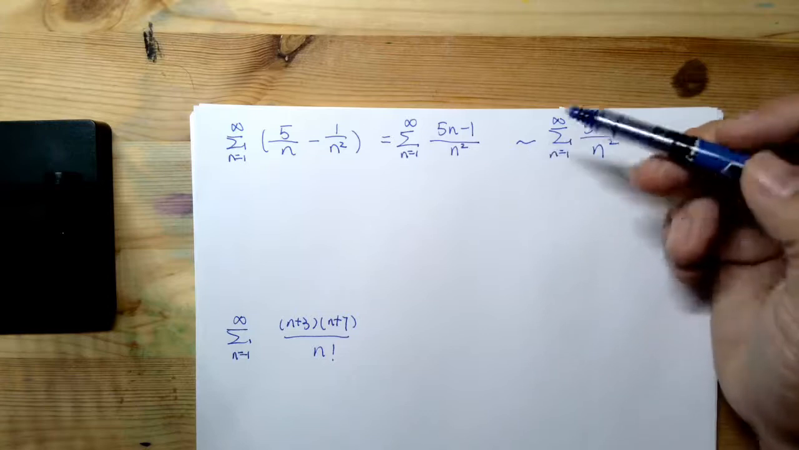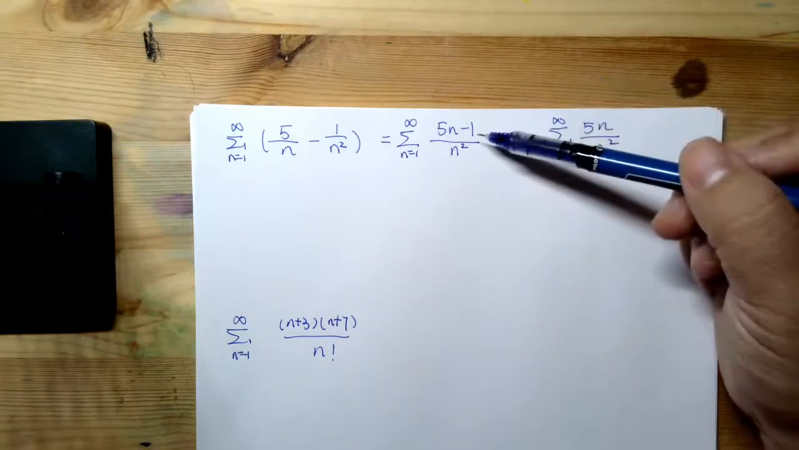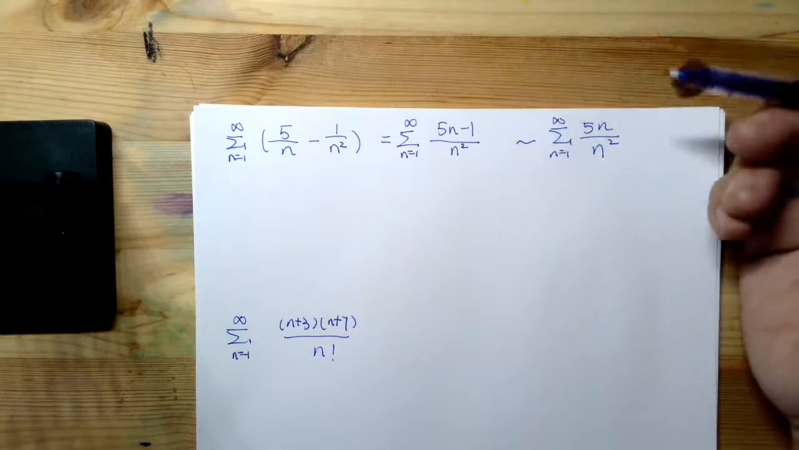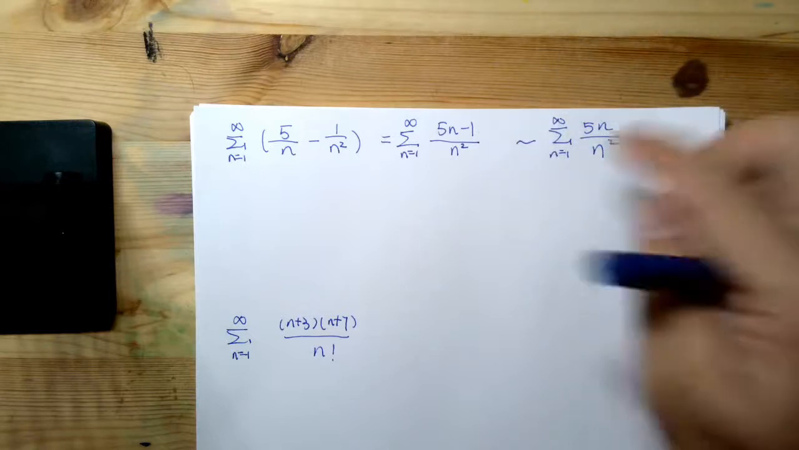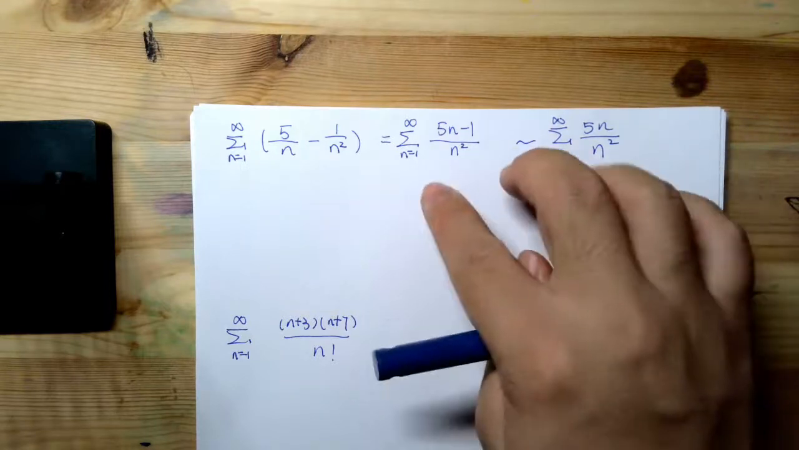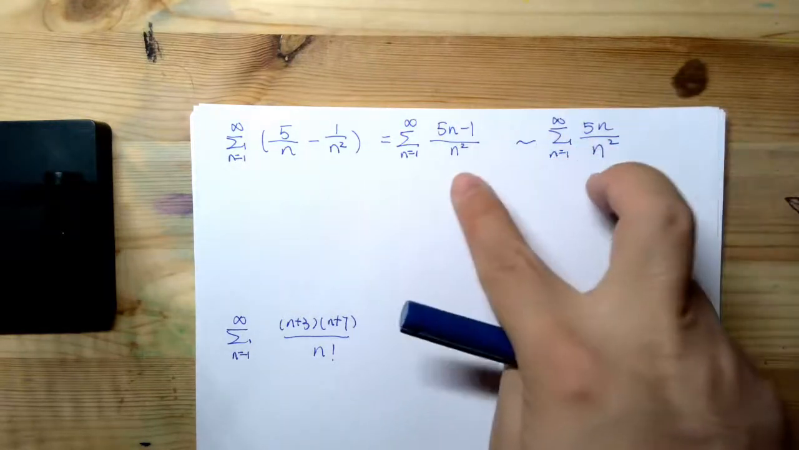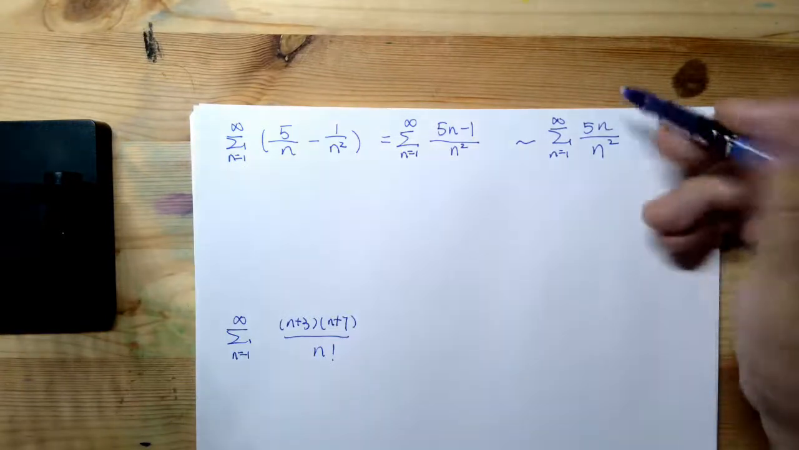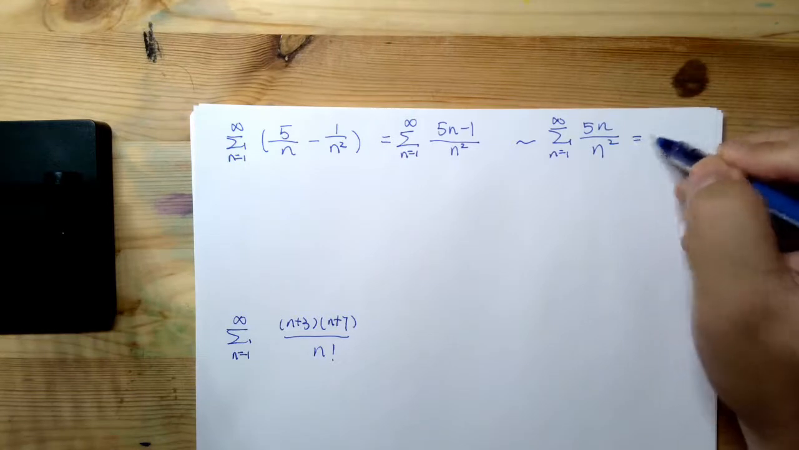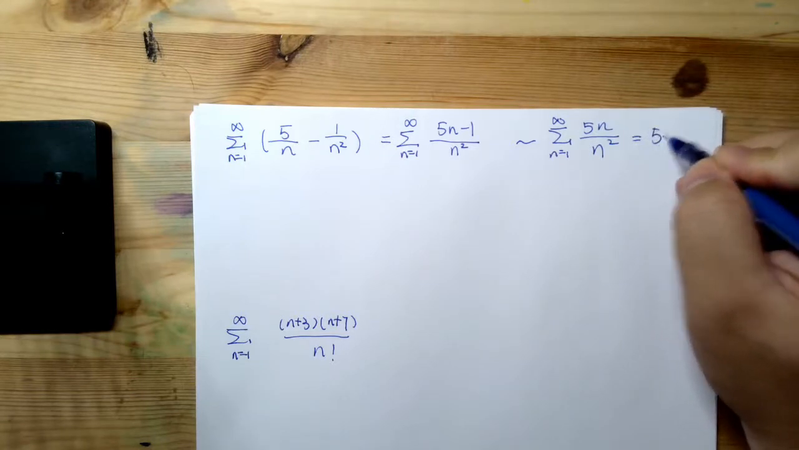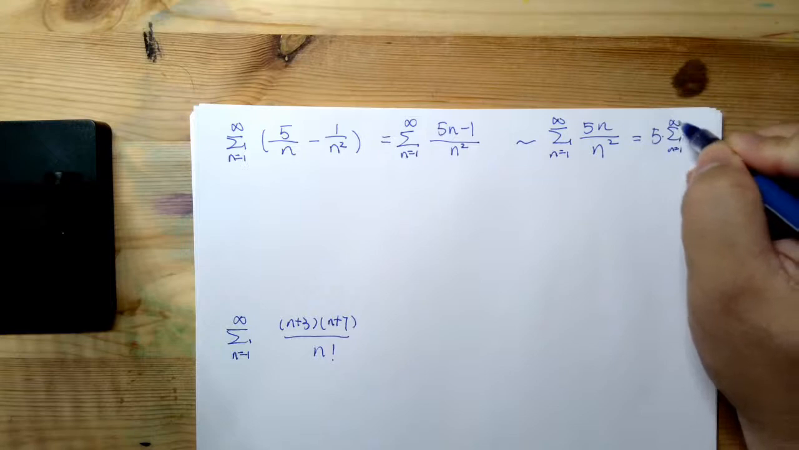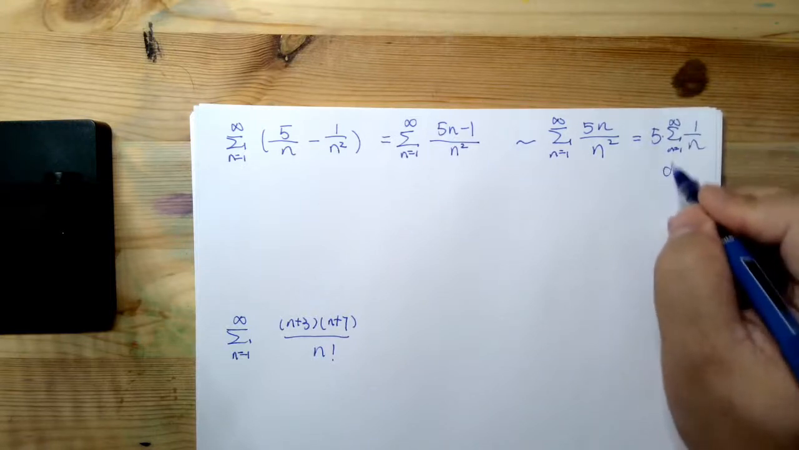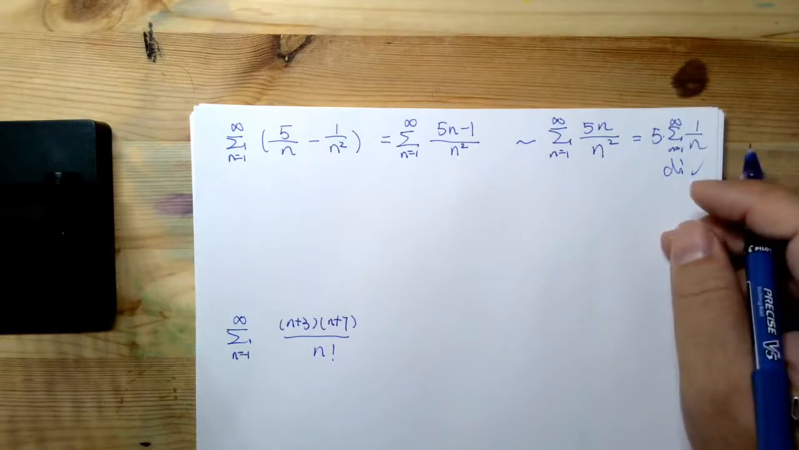Okay, in other words, guys, think about this. If n is pretty large, this minus 1 we can actually omit. So those two series, when n is extremely large, have very, very similar behavior. But look at what we have here. This is actually 5 times this, and this is a harmonic series. We know it diverges.